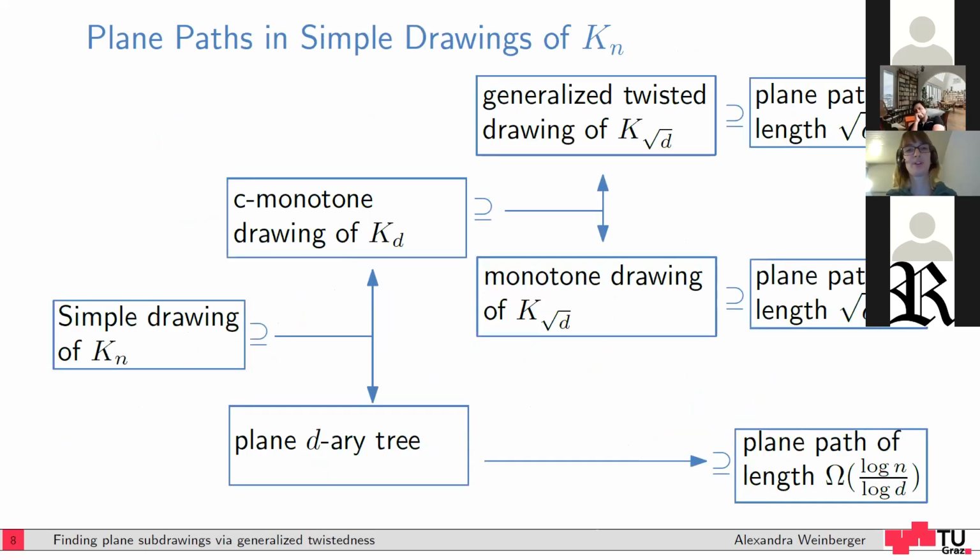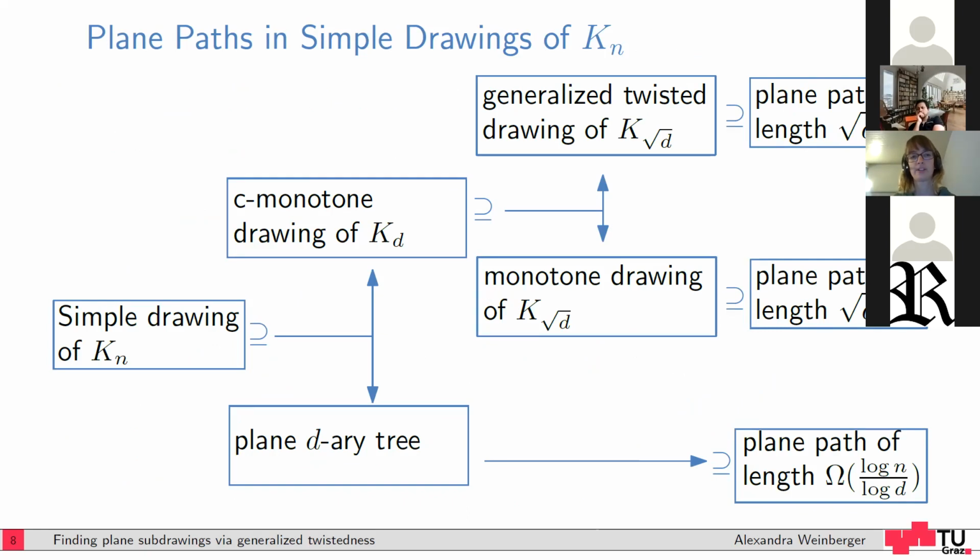Now, this was something general about generalized twisted drawings and monotone drawings. Let's see how we use them first to show the improved bound on the length of plane paths in simple drawings of the complete graph.